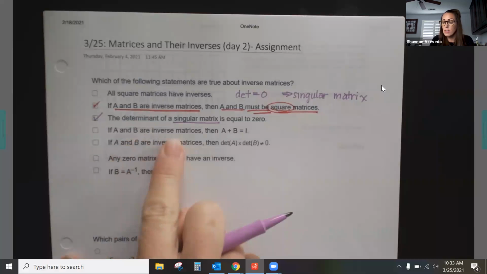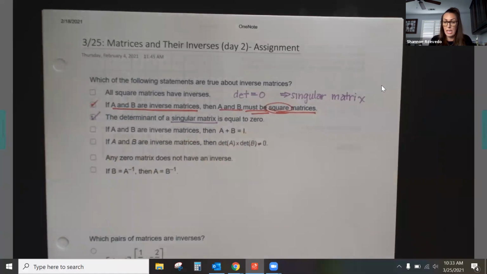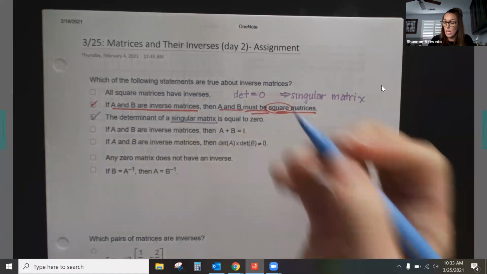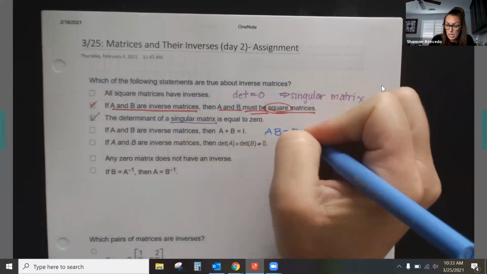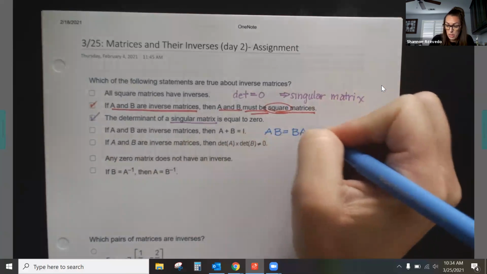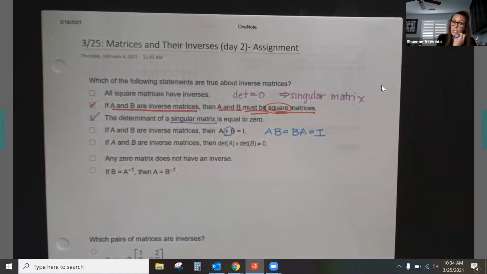If A and B are inverse matrices, then A plus B is equal to the inverse. No, what operation should we have used there? This should have been multiplication. So A times B, or B times A, would be equal to the inverse. Not addition. That is not true for addition.